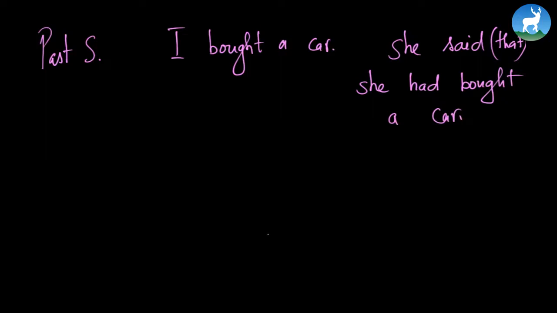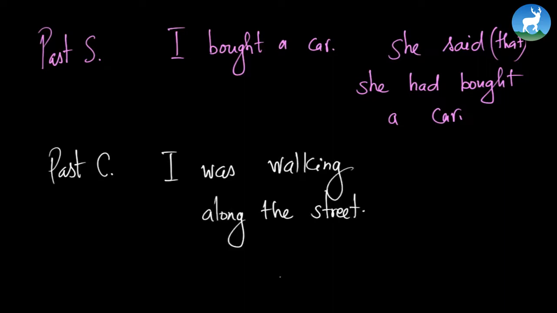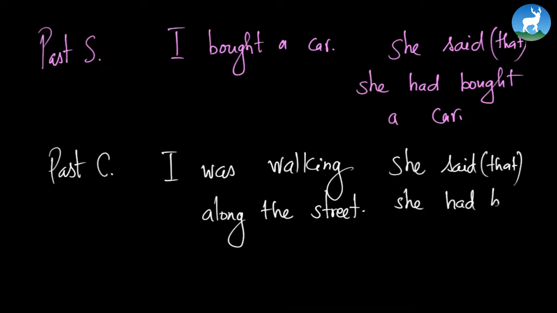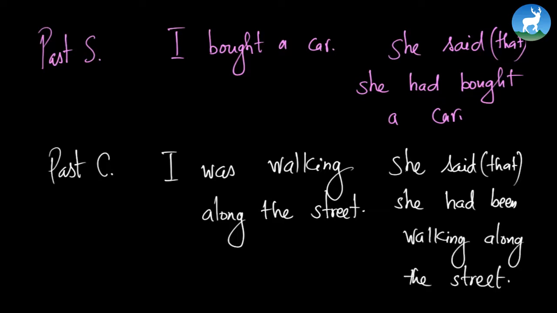Notice how V2 in the past simple is changed into past perfect. Let's write some more examples. Past continuous. I was walking along the street. Let's change this into reported speech. She said that she had been walking along the street. Pretty easy if you ask me, because V2 is changed into had plus V3 and had plus V3.